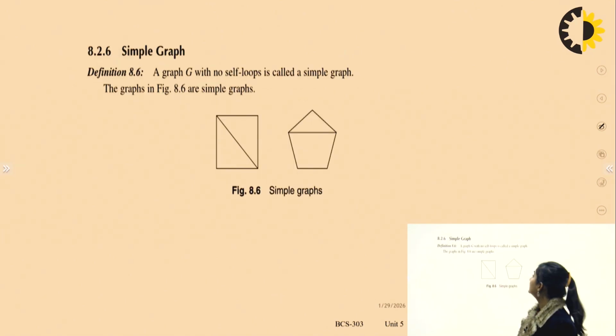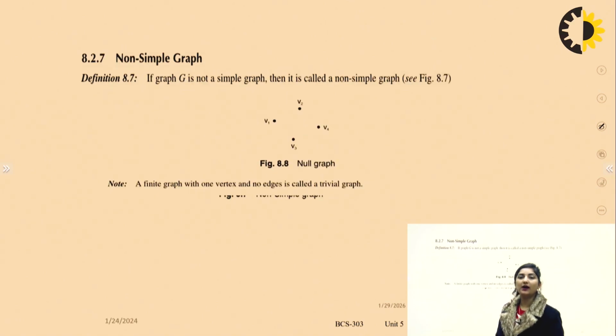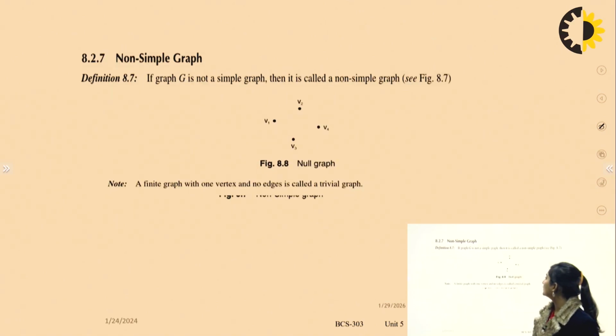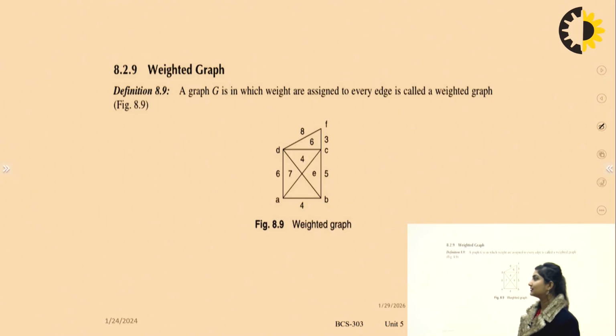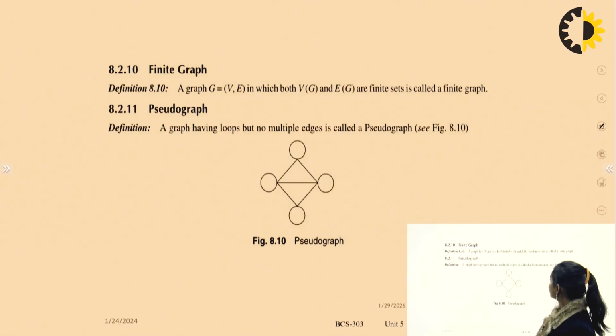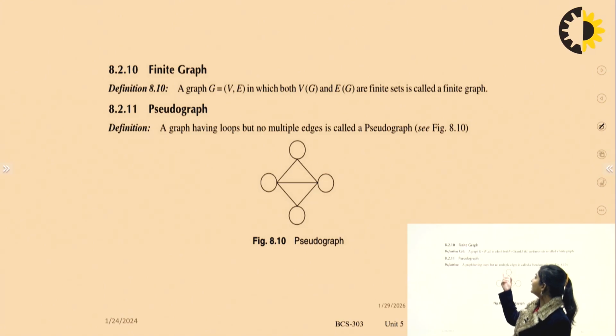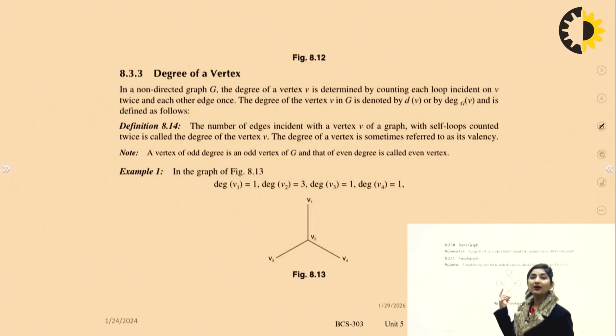Next, we can see a simple graph, as we read, there is no parallel edge or self loop. Non-simple graph, if there is a graph like this. If there is one vertex but no edges, that's a trivial graph. Null graph is again a graph which has a point in space. Now, pseudograph: a graph having loops but no multiple edges is called a pseudograph. If you see this graph, it definitely has loops but it has no multiple edges.